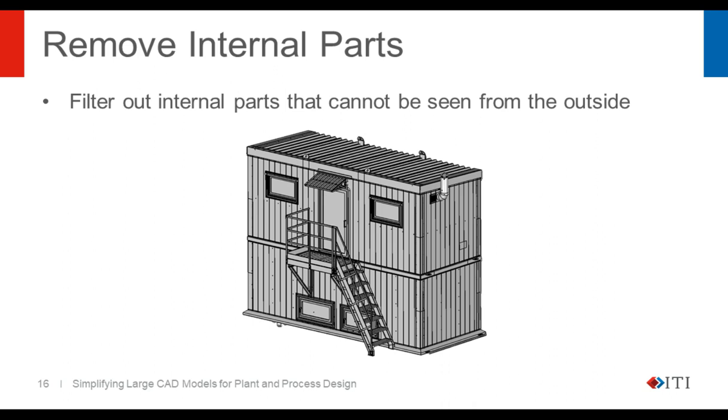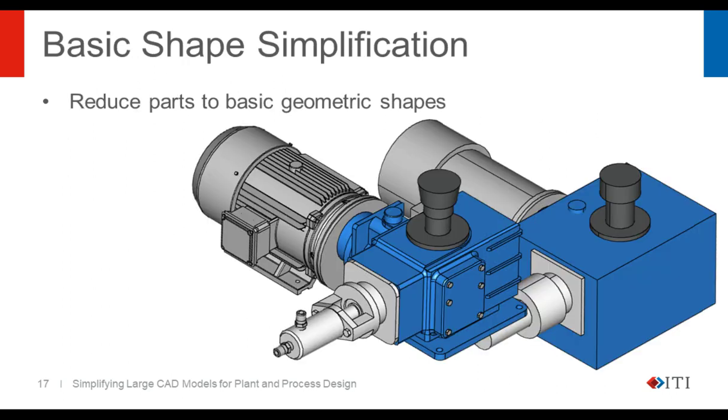You'll also notice that although we've taken out the inside, what you can still see are the pipes that protrude outside and the key location points, which are needed for the plant design. If necessary, we could go a step further. We could turn this just into a box, and that depends on the level of detail and the realism that you want to see. But it does lead me into the next operation that we can do, which is the basic shape simplification.